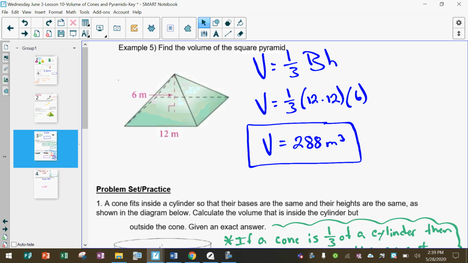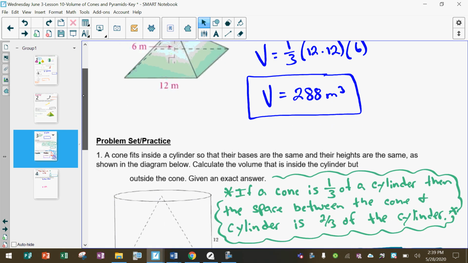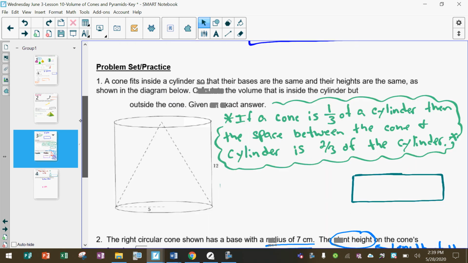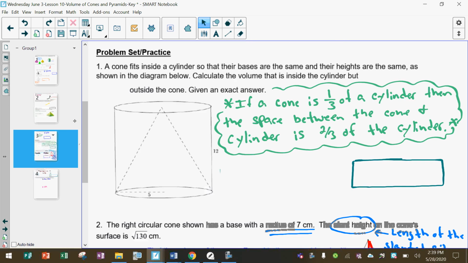So now we got a couple practice problems. Do them on your own. Pause, do it, check out the answer, whatever you want to do, or just keep watching and we'll finish this off pretty soon.